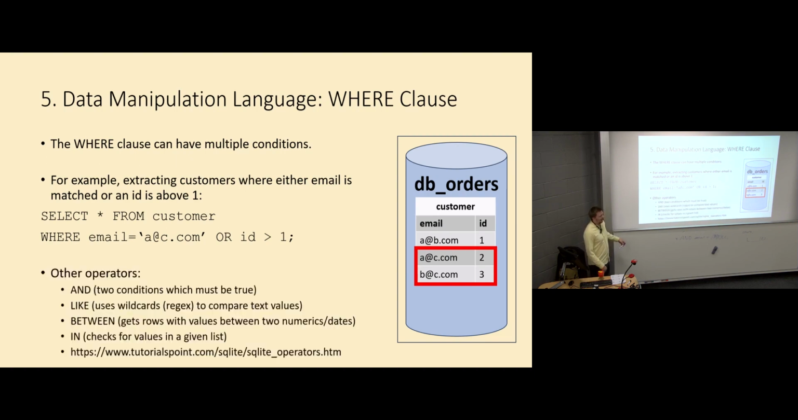Other operators. They're the same as in Python mostly. And, or, not. You can use all of those. There's like, which allows you to use regular expressions or wildcards, for those of you that are familiar with that. Between allows you to compare between two numbers or two dates. In lets you provide a list of values, and it says whether something is in this list of values. And there's a whole lot more. Okay, but those are the basic ones.